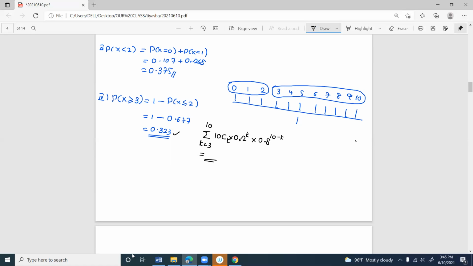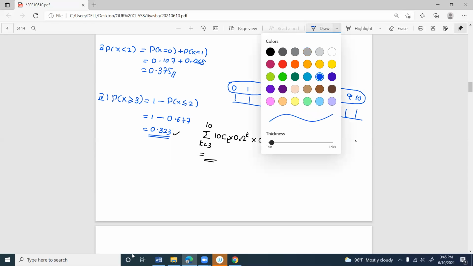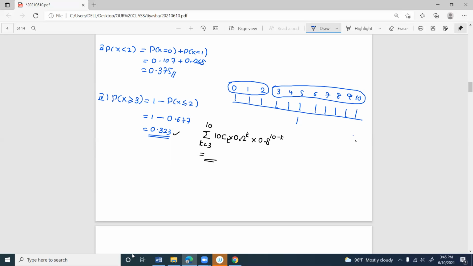The next method is this. Look at this method. If the equal to 3 is there, 3 should be included in the set, right? Okay, probability of x is greater than 3. Greater than 3 means that 3 is not included in the set. That means this one's 0, 1, 2, 3, 4, 5, 6, 7, 8, 9, 10, and this bit is the bit you need to get.